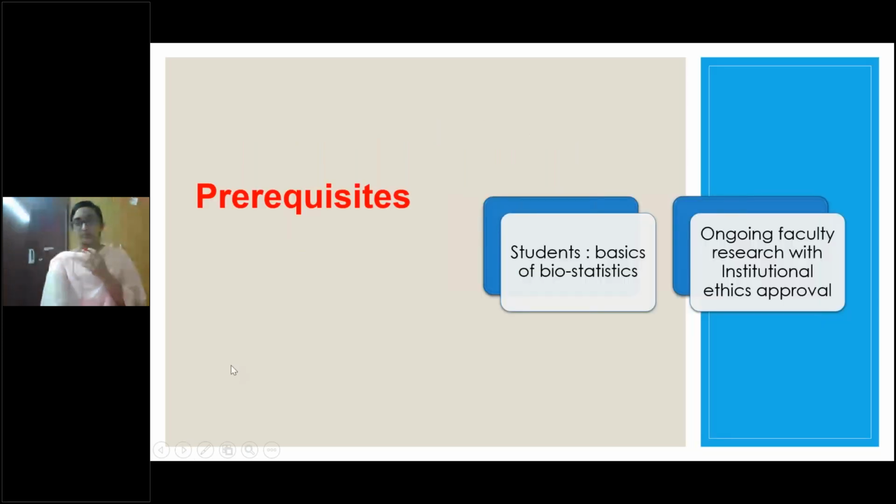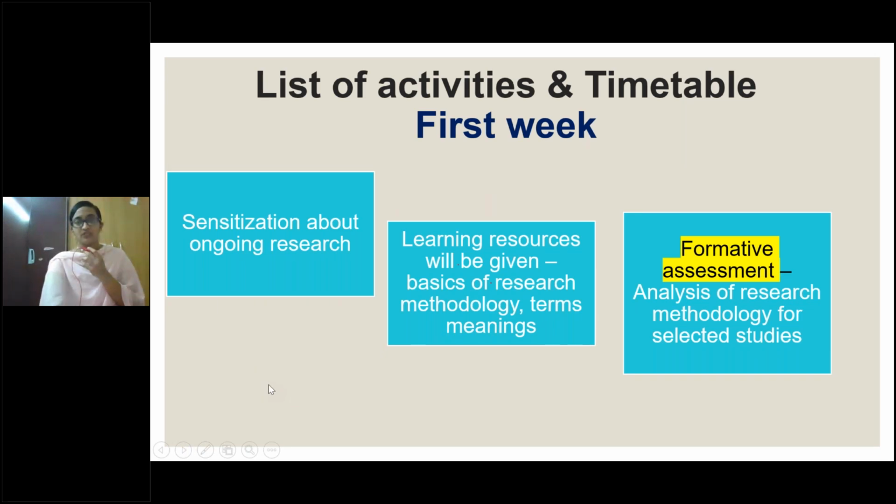Prerequisites will be for the students to know the basics of biostatistics, and for the faculty, ongoing research with institutional ethics approval should be there. In the first week, the activities are mainly towards sensitization about ongoing research, giving an introduction to the basics of research methodology, terms and meanings, and exposing them to selected studies of a particular area to develop a conceptual framework. The formative assessment will be along the lines of analysis of research methodology for selected studies.